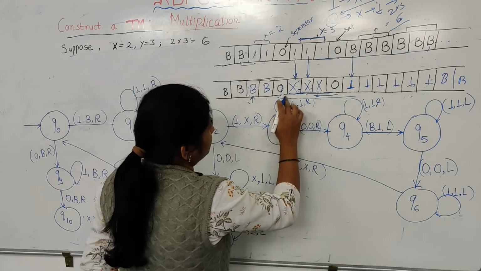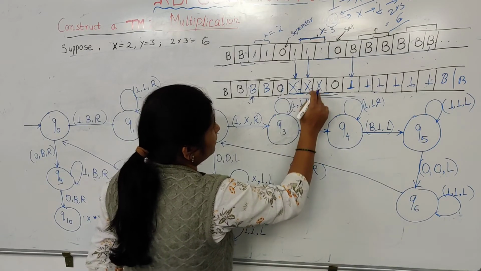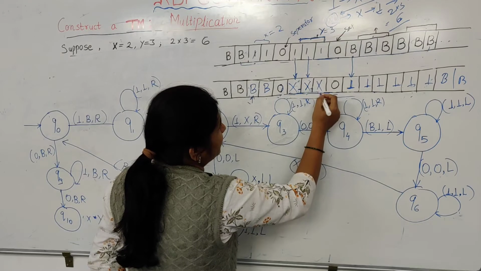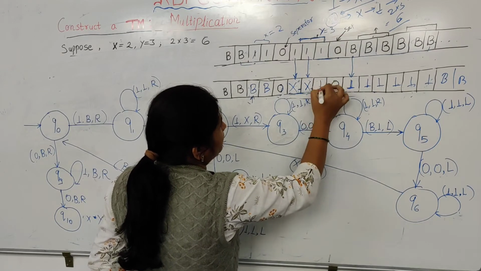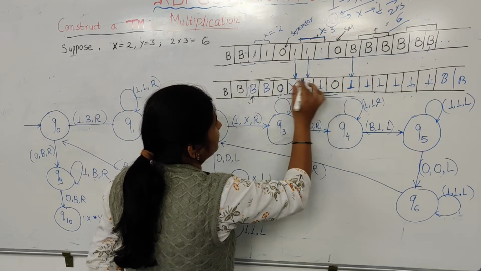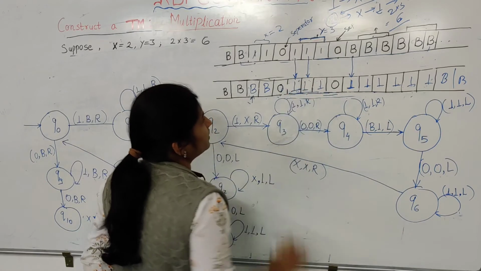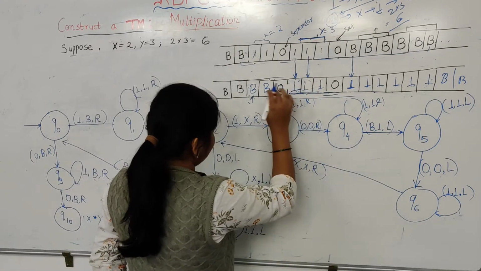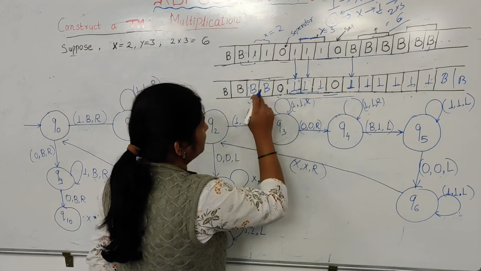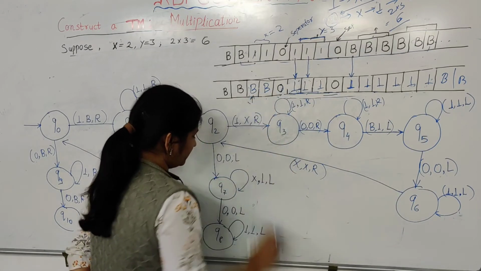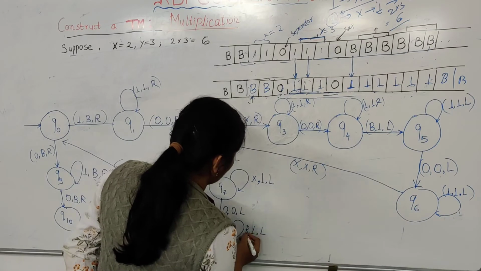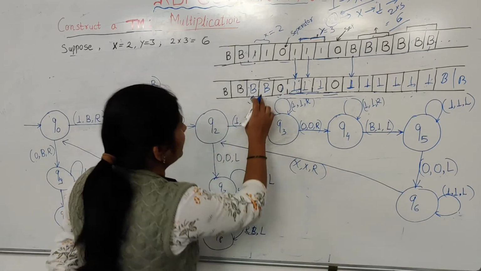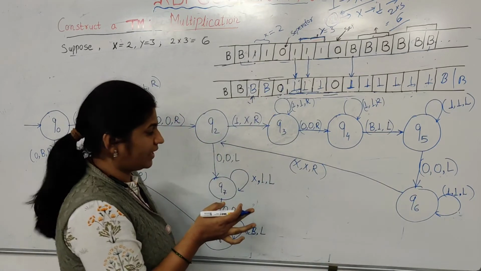Now what will happen? This x will be converted into 1. This x will also be converted to 1. This x will also be converted to 1. After this, what happened? If 0 is there, we have to move towards the left. Now here, if we encounter the blank, we have to keep it blank only.